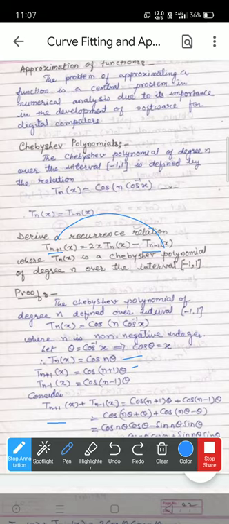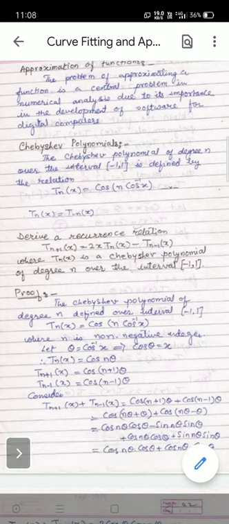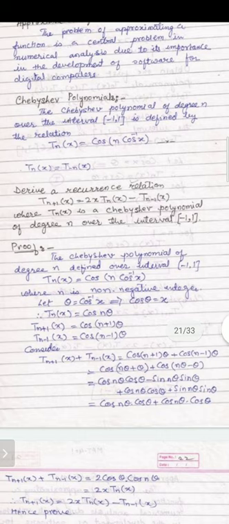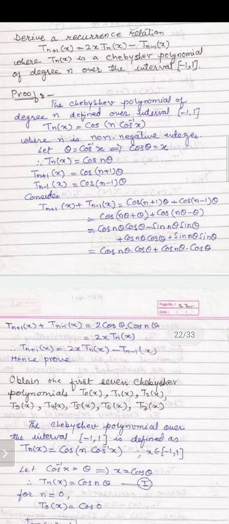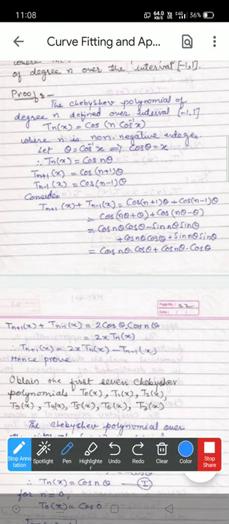Tn plus 1 of x plus Tn minus 1 of x is equal to cos of n plus 1 theta plus cos of n minus 1 theta, which is cos of n theta plus theta plus cos of n theta minus theta. So we use the formula for cos of A plus B and cos of A minus B. So cos of n theta cos of theta minus sine of n theta sine of theta, and cos of A minus B is cos of n theta cos of theta plus sine of n theta sine of theta.